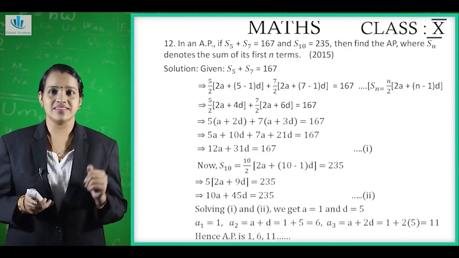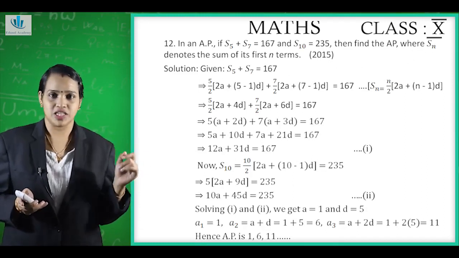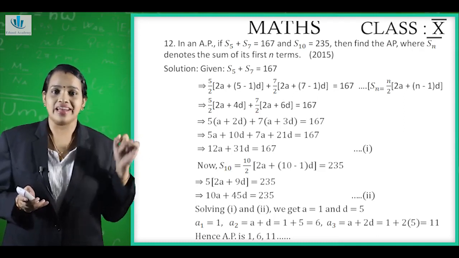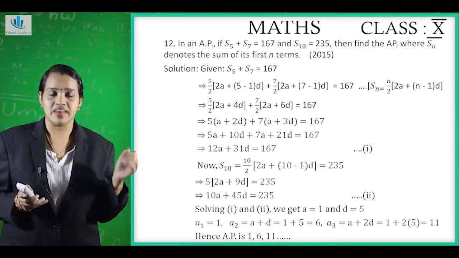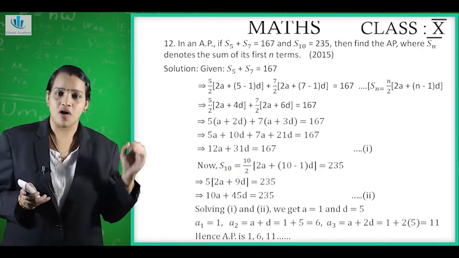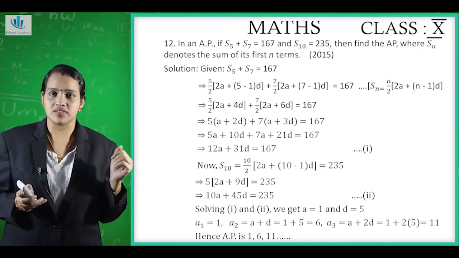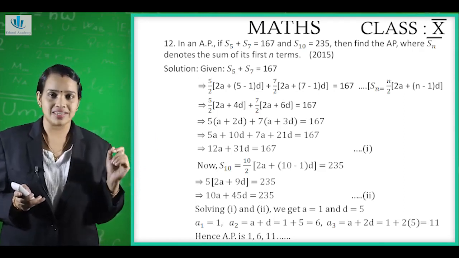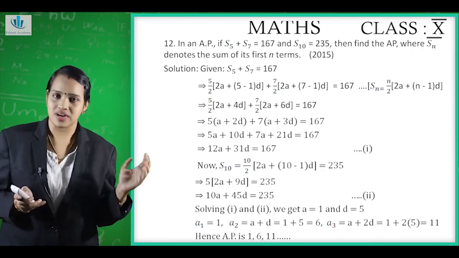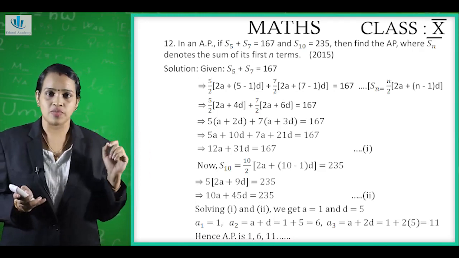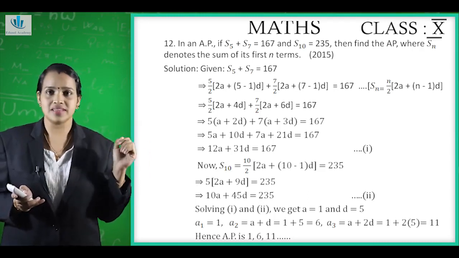Now the next question is, in an AP, if S5 plus S7 is equal to 167 and S10 is equal to 235, then find the AP where Sn denotes the sum of its first n terms. Now this question has appeared in the year 2015. Now in the question what is given, S5 plus S7 is equal to 167. Now you know the formula for Sn, so we have to put that formula for S5 plus S7.